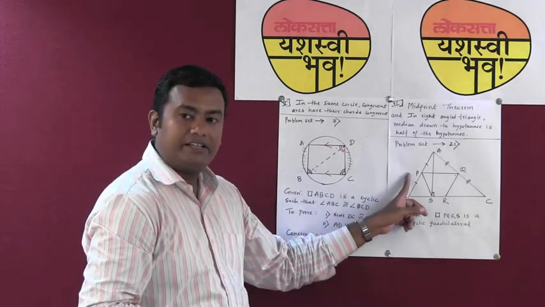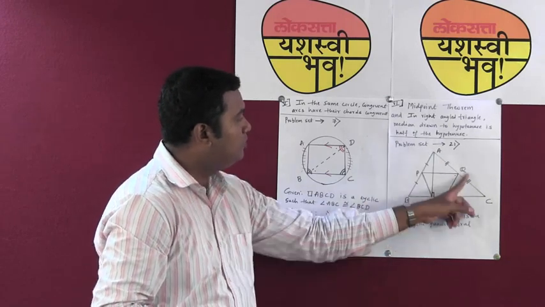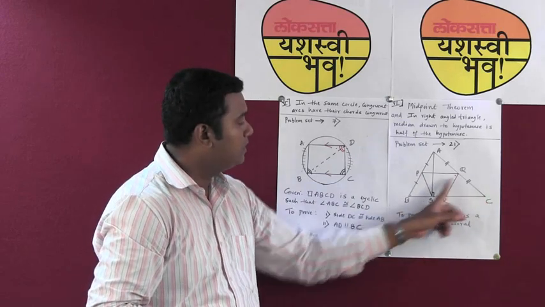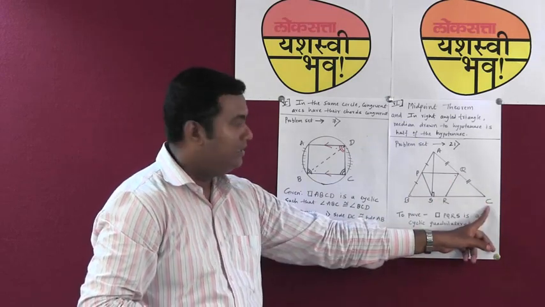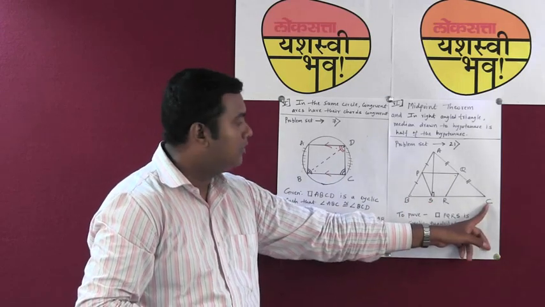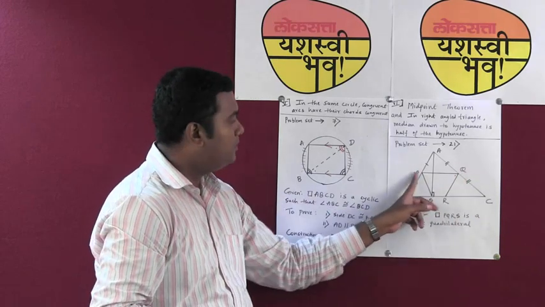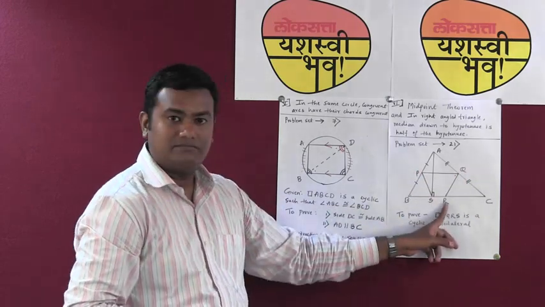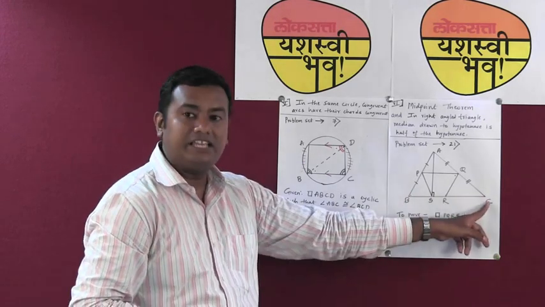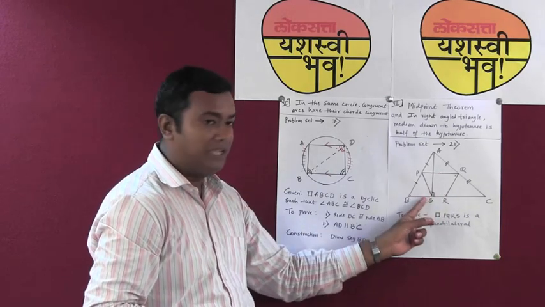First we will use the midpoint theorem. In triangle ABC, P is the midpoint of AB, Q is the midpoint of AC. So by the midpoint theorem we will get PQ is equal to half of BC, and we will get PQ is parallel to BC. Now in quadrilateral PBRQ, we have PQ is parallel to BR. At the same time PQ is half of BC, and half of BC is BR. So we get PQ is equal to BR.